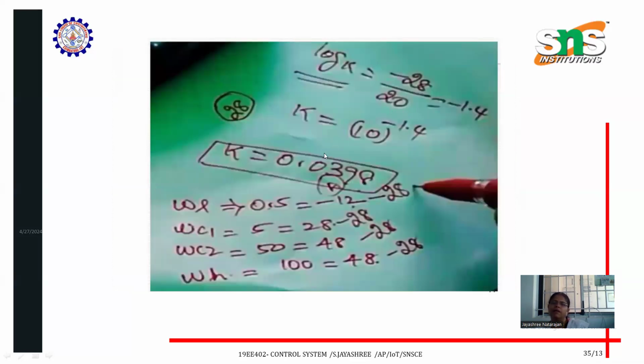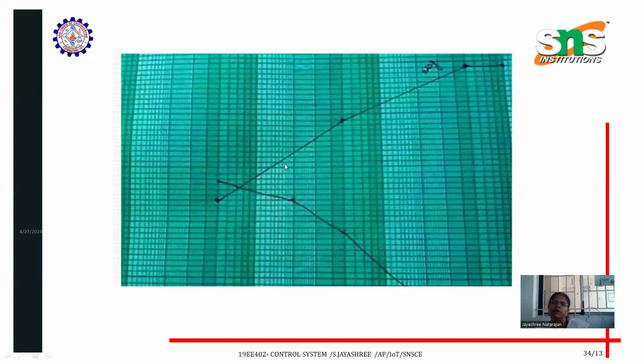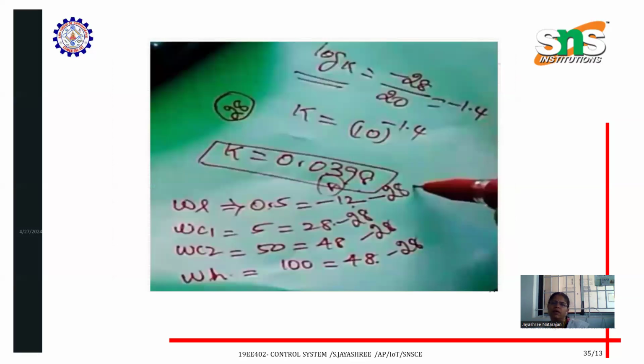But this magnitude plot is for the value we are taking. We are assuming the value of K is 1. But what is my actual value of K? The actual value: 20 log K equals minus 28. So what is my K? Actually K is 0.0398. For this value of K, we have to draw the plot again.